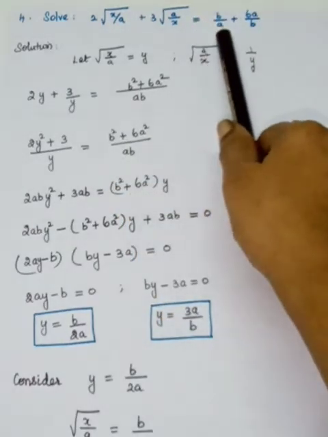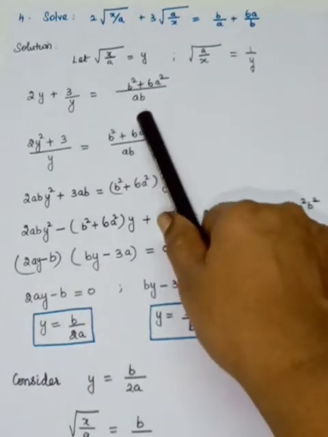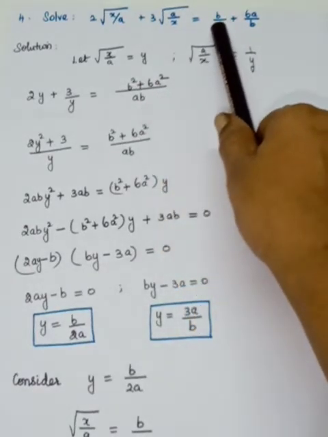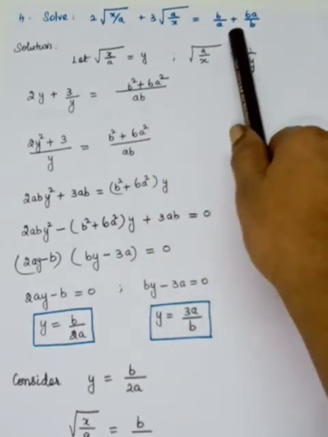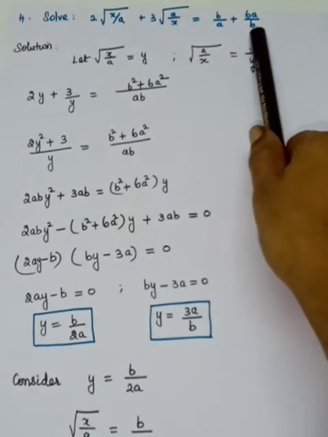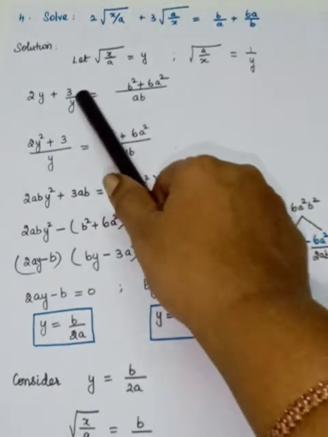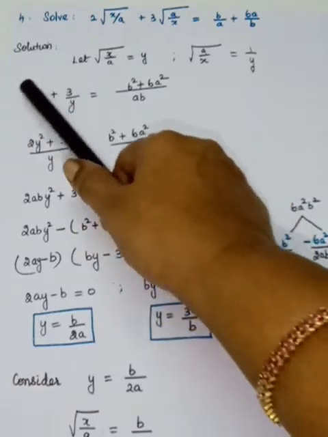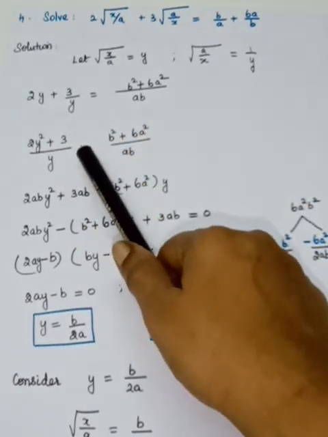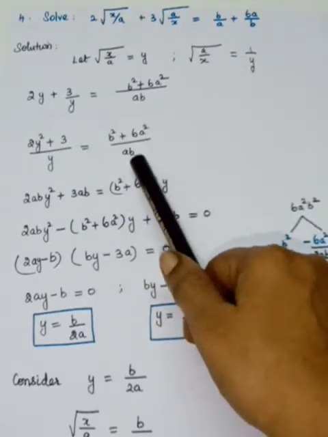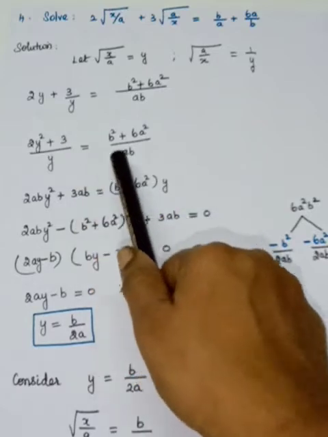You come to here. What is the LCM? LCM is ab. So I have taken ab. So this numerator has to be multiplied with b. So b into b is b squared. Plus here a has to be multiplied, so 6a squared. So we have formed the LCM. On the left hand side also you have to take LCM. So it is 2y squared plus 3 divided by y is equal to b squared plus 6a squared by ab. Just cross multiply.